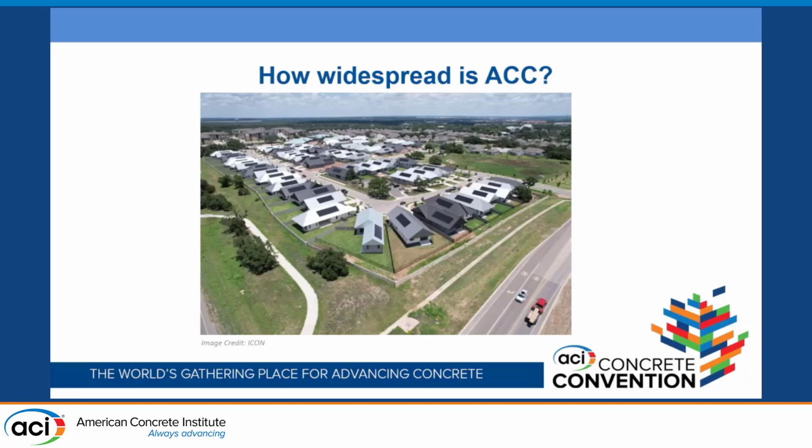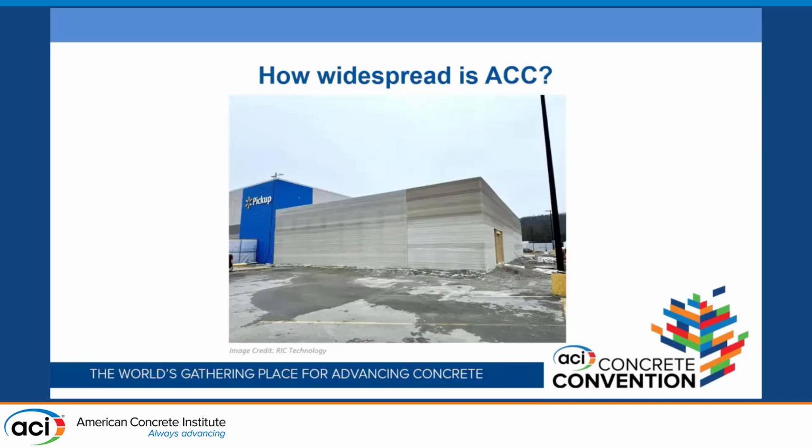Speaking of larger scale, this is a 100-home neighborhood project. It was completed last year. That's not a rendering. Those are real homes that were 3D printed. And so you can kind of start to see that the economies of scale are more beneficial for this technology, and we see projects increasing in size as companies mature and as technologies mature.